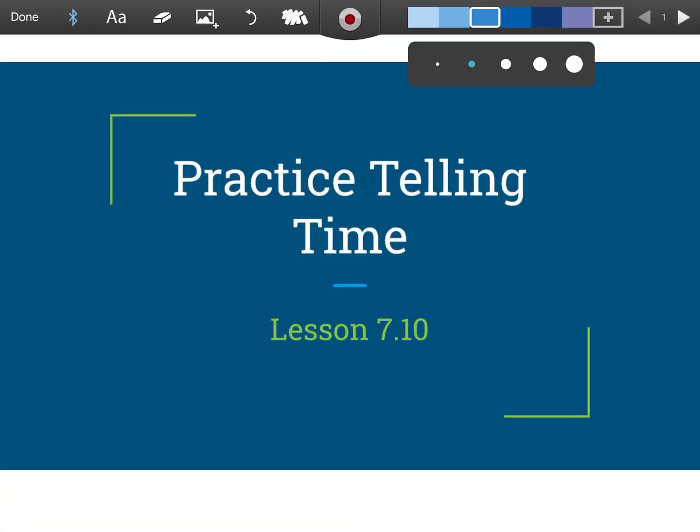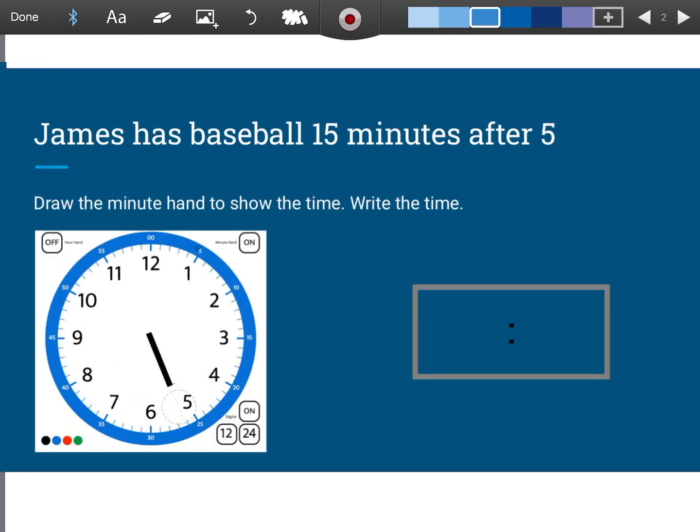Today we are going to be practicing telling time. So what I'm going to do first is go through a couple examples and then you will do some work on your own. So let's look at this problem first.